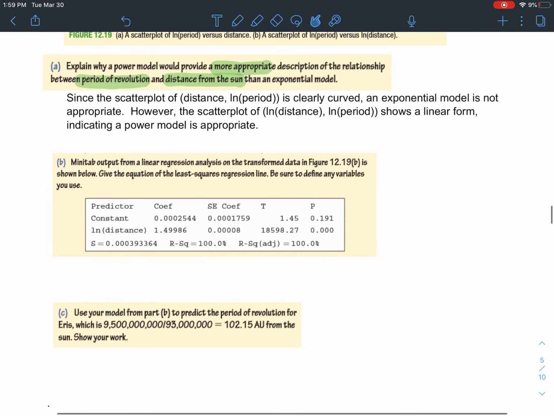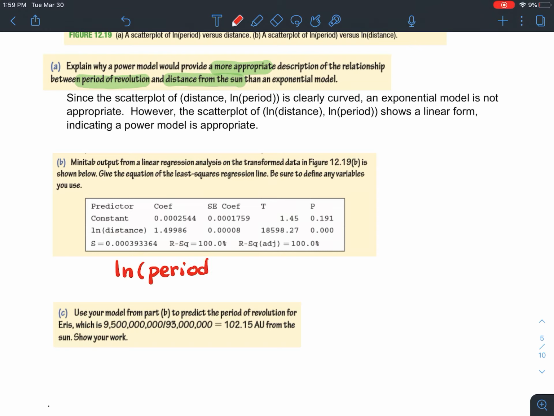Let's jump over here to part B. It says, the Minitab output from the linear regression analysis on the transformed data, the one where we said the power model was more appropriate, is shown below. Give the equation of the least squares regression line and be sure to identify any variables that you use. Now remember, this was an indication of our power model. This is when we transform both the x and the y.